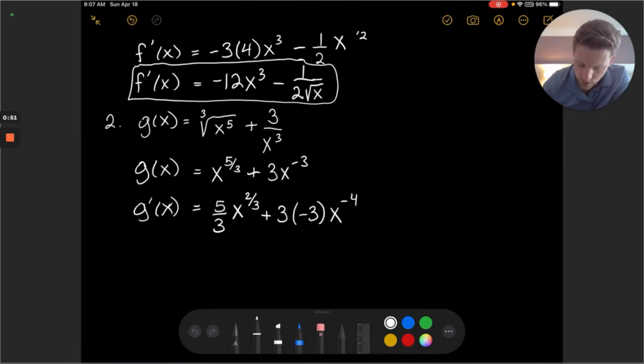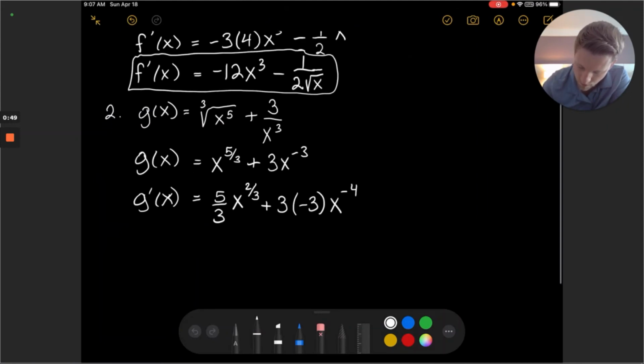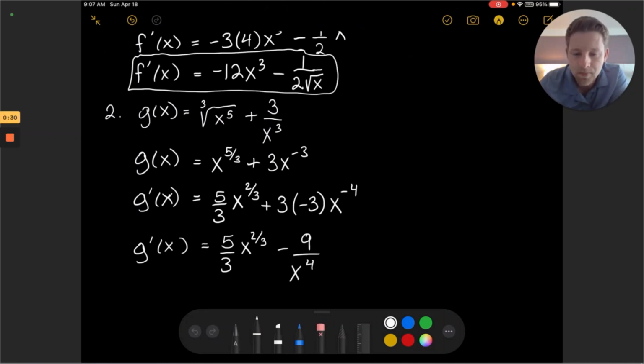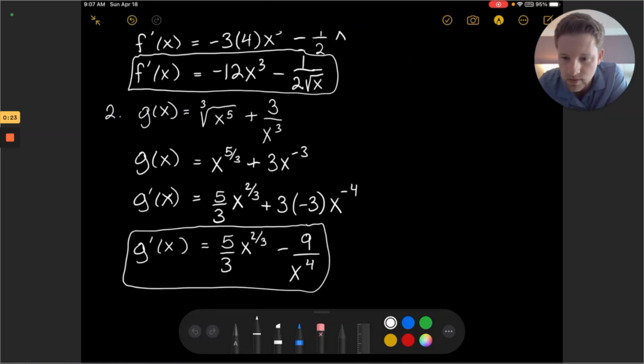So just to rewrite it one more time to clean it up, we have g prime of x is equal to 5 over 3 x to the 2/3. And then we could rewrite this as negative 9 over x to the 4th power. And this would be a complete derivative for g. So g prime of x can give us this function on the right.